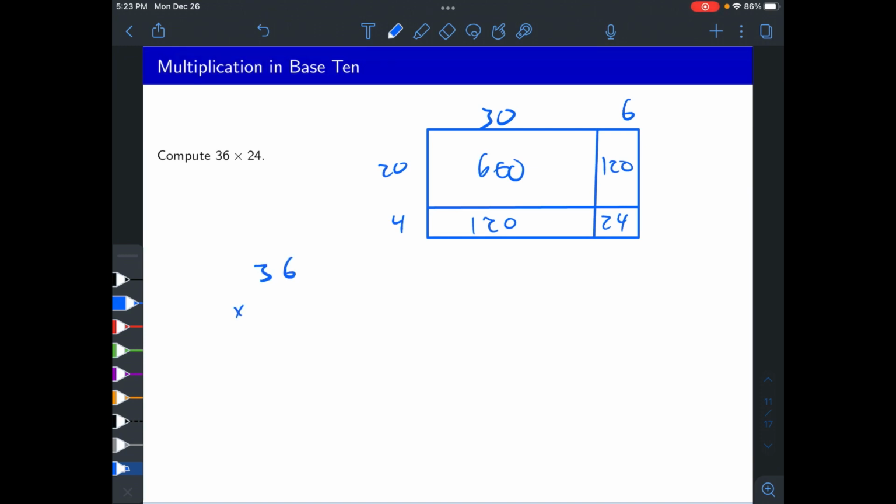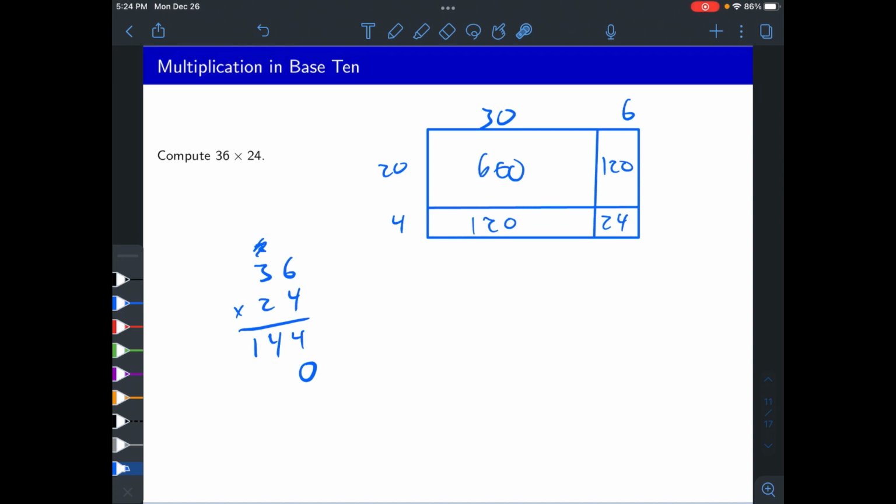You could of course do the standard algorithm. There's the standard algorithm. You do 6 times 4, that's 24, and then you do 3 times 4, that's 12. 12 plus 2 is 14. So then you do that, and then you forget about all the carrying, and then go on to 36 times the 2. 6 times 2 is, and we put a 0 there too. Why do we put a 0? Think about it. I'm not going to say it, but see if you understand why we put the 0 there.